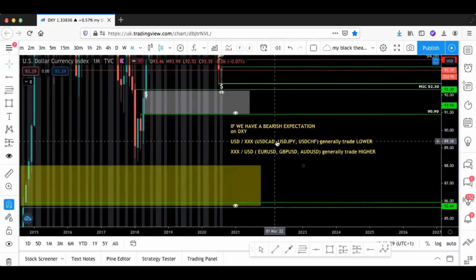Especially when we look at dollar-based pairs. If we are looking at a bullish expectation or price action on the dollar index, then USDCAD, USDJPY, USDCHF trade higher. That means they move higher. EURUSD, GBPUSD, AUDUSD generally trade lower.